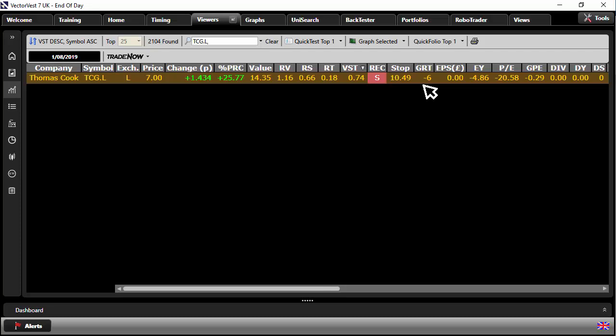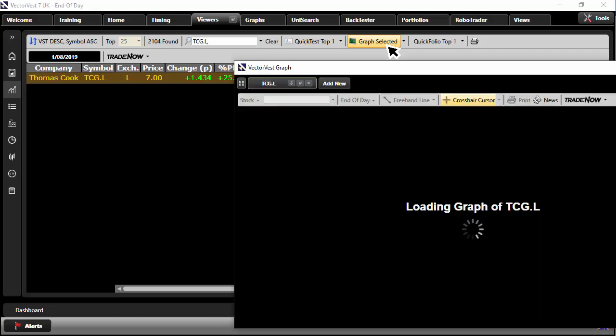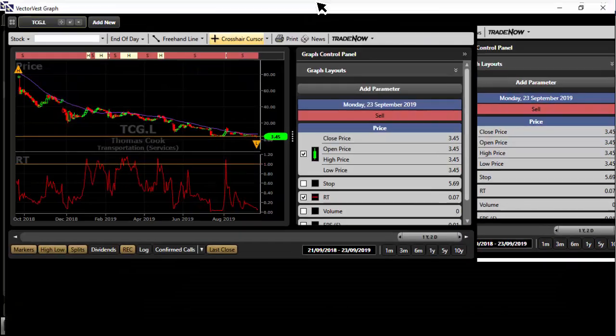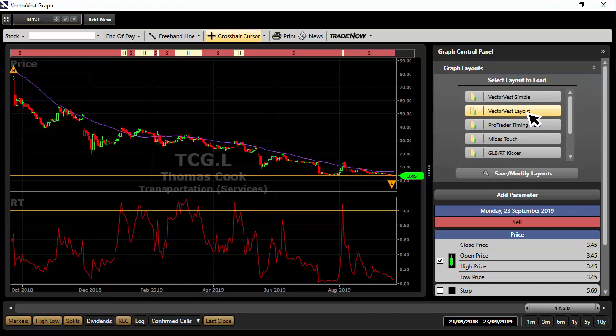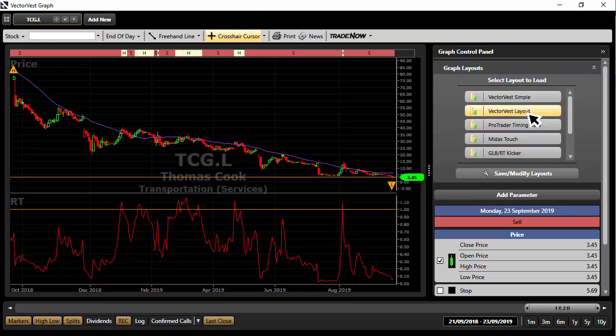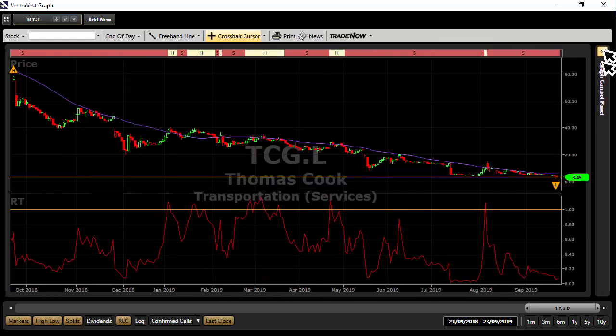It's all very well looking at it now, but what did VectorVest tell us about this weeks ago? And this is the power of VectorVest. VectorVest told you weeks ago to be very careful about the stock. So I'm going to load up the graph here, and in the graph layout double drop down here, I want you to select VectorVest layout, for those of you that want to take a look at this in the UK market.